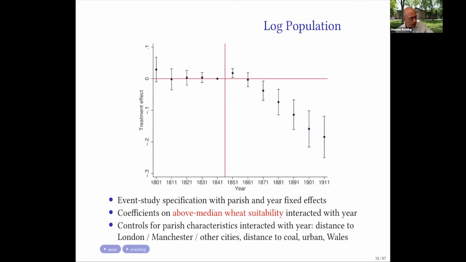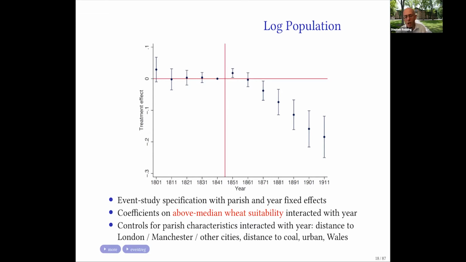We provide more details on the timing of the shock using event study specifications with parish fixed effects and year fixed effects to control for secular trends. We then include a whole set of controls for other things that may have been going on in England and Wales at this time. All of these controls are interacted with year dummies. Obviously, the main effect of a parish characteristic is already captured by the parish fixed effect. So when we include these controls interacted with time, we're allowing for heterogeneous growth rates in all of these characteristics. Our controls include urban, rural, distance to London, distance to Manchester, distance to cities, distance to coal, Wales, all interacted with time to control for the fact, for example, that industrial areas close to coal may have had faster growth for other reasons.